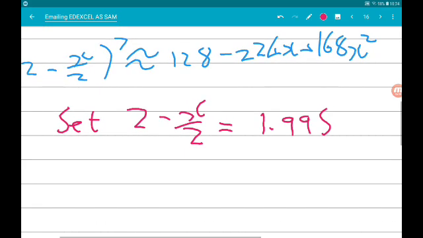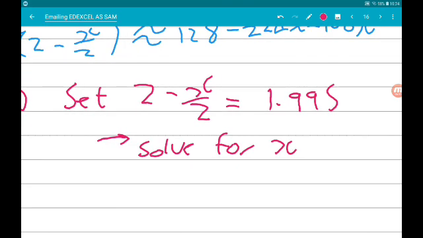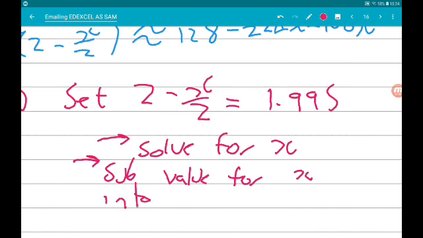We would then solve for x. And then substitute the value for x into the expansion. Cool.